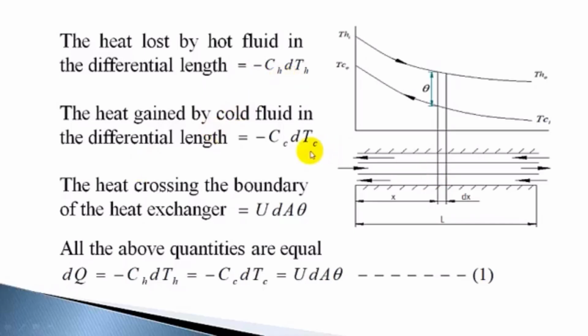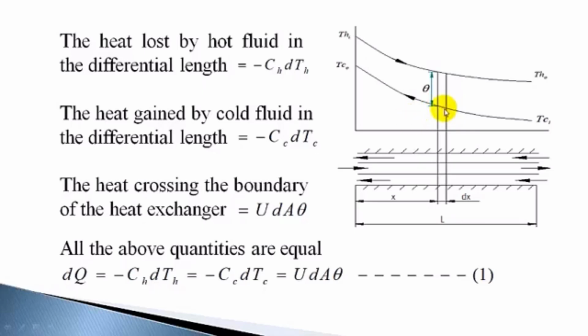Now similarly you can find out the heat gained by the cold fluid in the differential length. The cold fluid is flowing in the reverse direction, but when you consider the element, at the end of the element the temperature of the cold fluid is less compared to the starting point of that element, which is higher. So the differential change in temperature for the cold fluid, final minus initial, is going to be again negative.